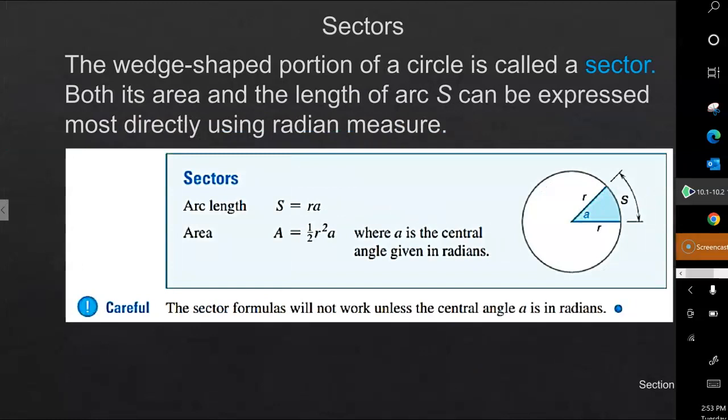Next, now we've talked about these radians and angles because we're now going to talk about the arc length and the area of a sector. Now, a sector is a wedge-shaped portion of a circle. So it looks like a piece of pie, looks like a piece of pizza, that kind of thing.